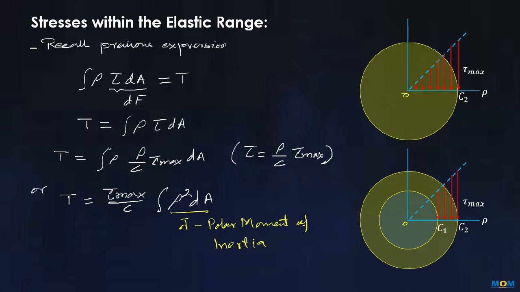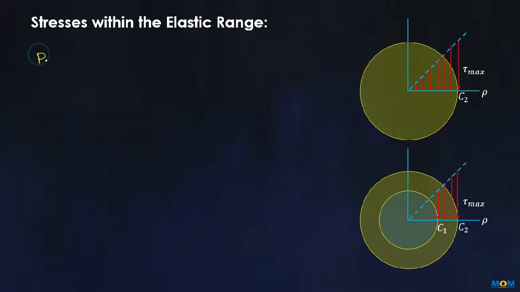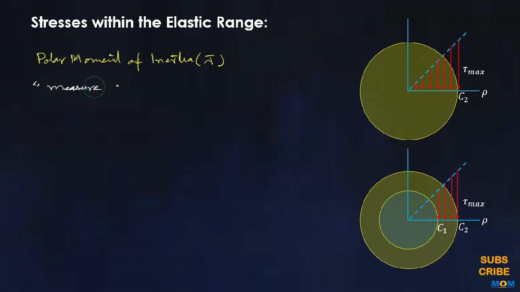Now this polar moment of inertia, represented with the symbol J, is the measure of the shaft's ability to resist torsion.